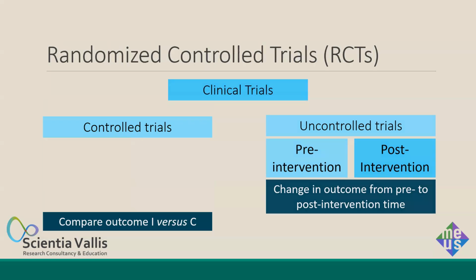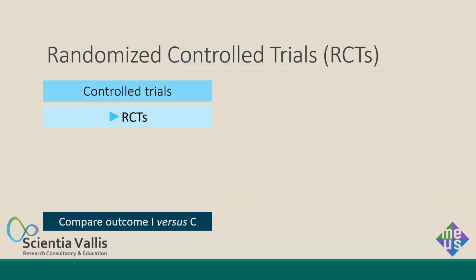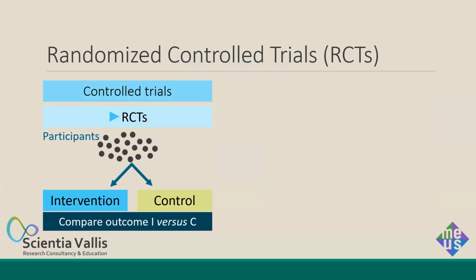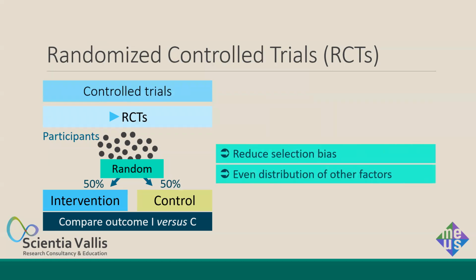Now let us move forward to the randomized controlled trial design, or RCTs. RCTs are a subtype of controlled trials where the inclusion of the participants in either intervention or control group is determined via a random process that ensures that each participant has an equal probability of being in either group. This method ensures that there is no selection bias that may create an imbalance between the two groups in terms of other uncontrolled factors or confounders that do or may impact the studied outcome.